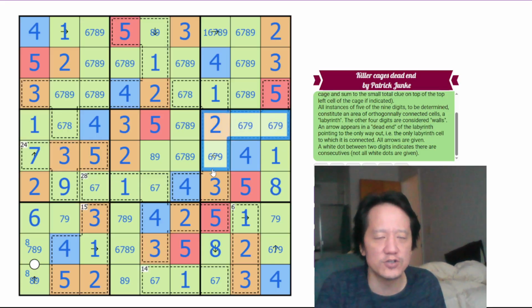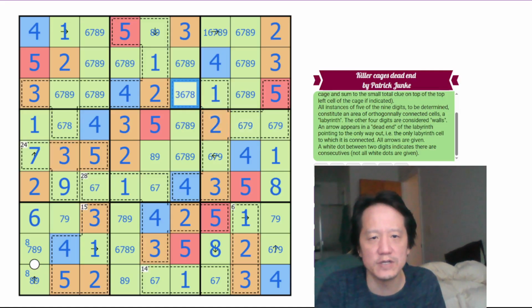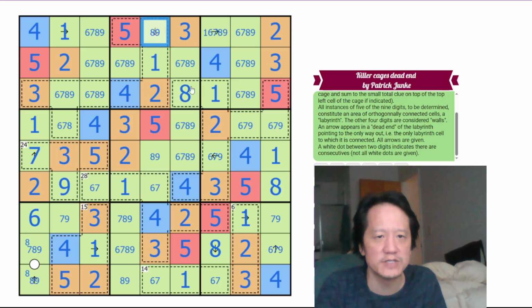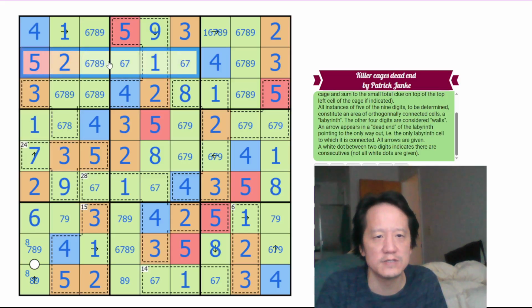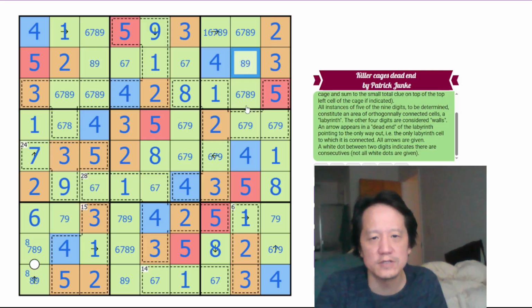This 6, 7, 9 triplet eliminates 6, 7, 9 in the rest of the cage, so this has to be an 8. Oops. This has to be an 8, which eliminates 8 here, so this is 9, which makes this 8. None of these can be 8. This can't be 8 or 9. This can't be 8 or 9. This 6, 7 pair eliminates 6 and 7 in the rest of the row. This can't be 6 or 7.